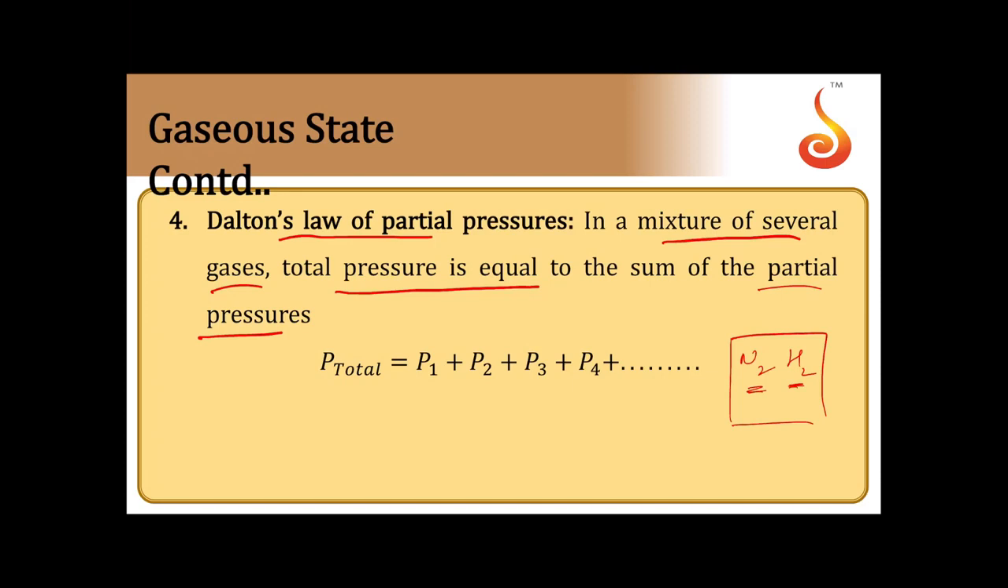Dalton's law is applicable only for chemically non-reacting gases. That means we cannot apply Dalton's law for a mixture of gases like H2 and F2, H2 and Cl2, or ammonia gas plus HCl gas. For such pairs, we cannot apply Dalton's law. So the total pressure is given by P1 + P2 + P3 + P4, where P1, P2, P3, P4 are the respective partial pressures of the gases. This is regarding Dalton's law of partial pressures.